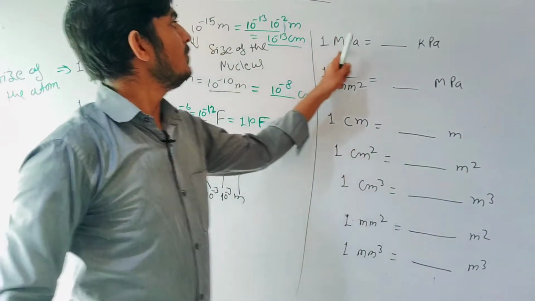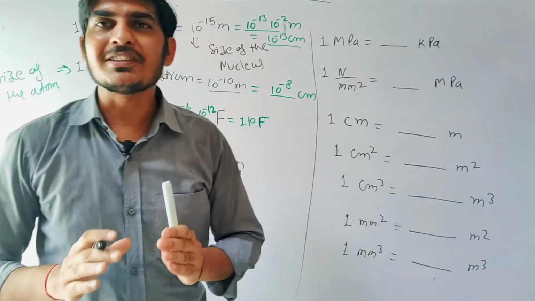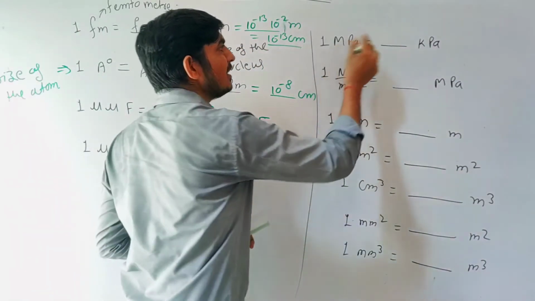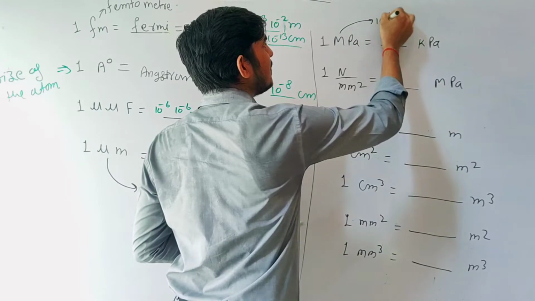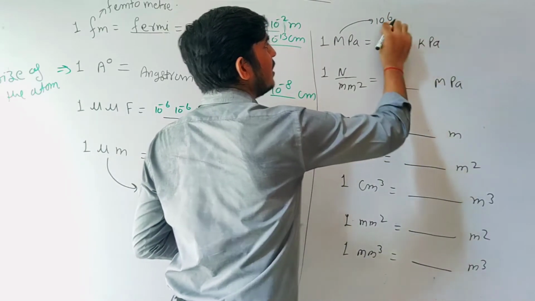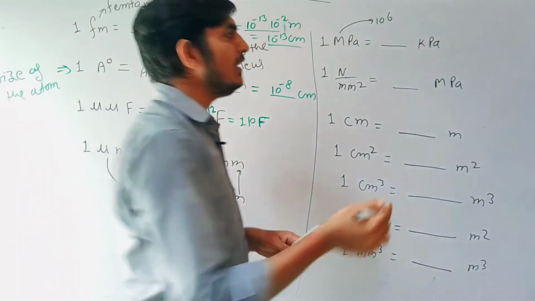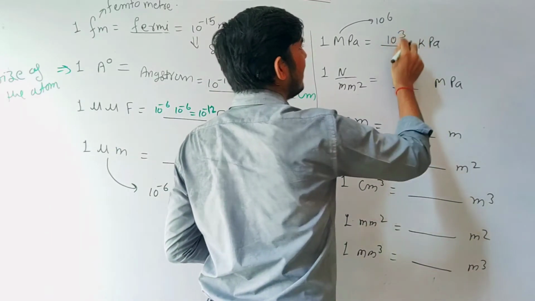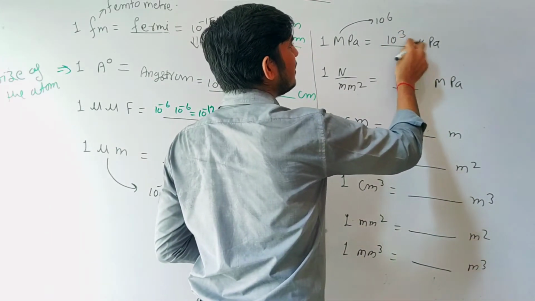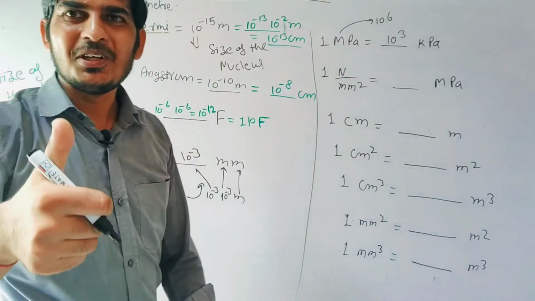Very good. 1 मेगा पास्कल is equal to how many किलो पास्कल? Can you tell me? Yes, मेगा means 10 to power 6, किलो means 10 to power 3. तो 10 to power 6 में से किलो ने 3 ले लिए, बचेगा कितना? 10 to power 3. Got the point? All the best.